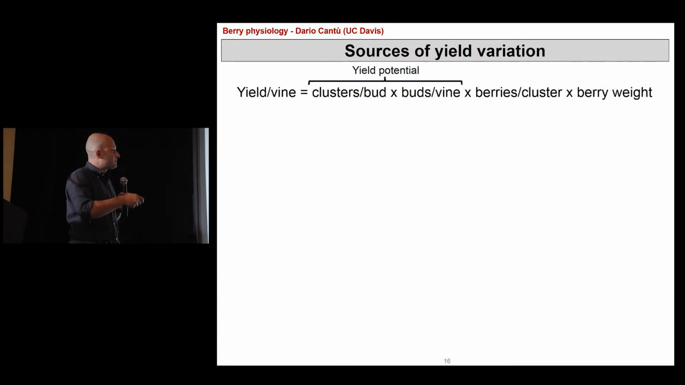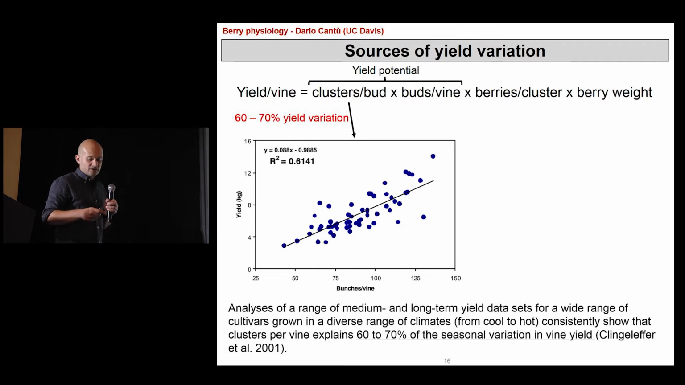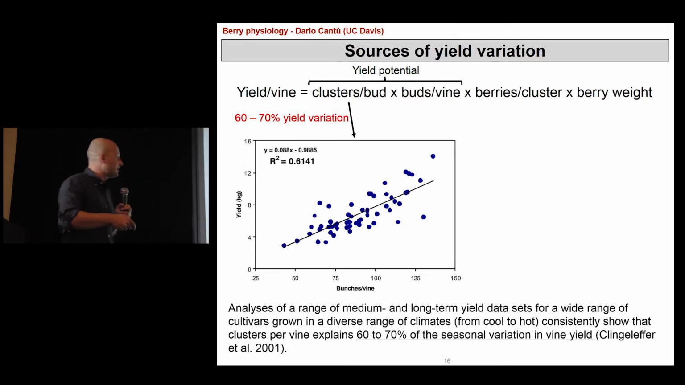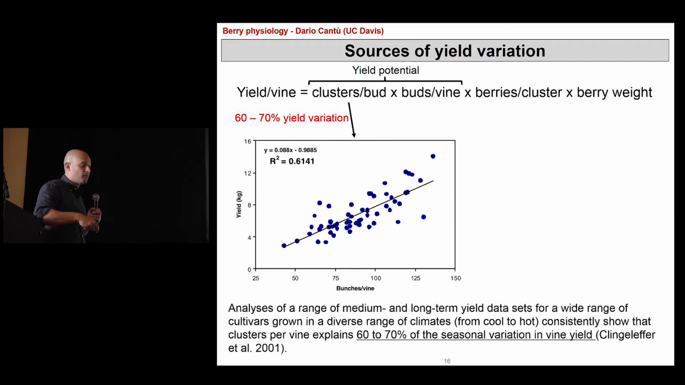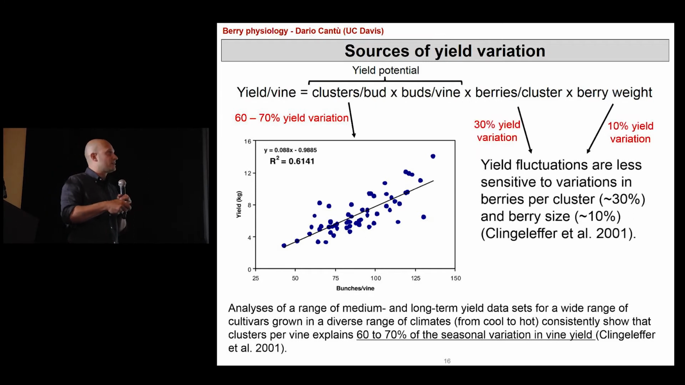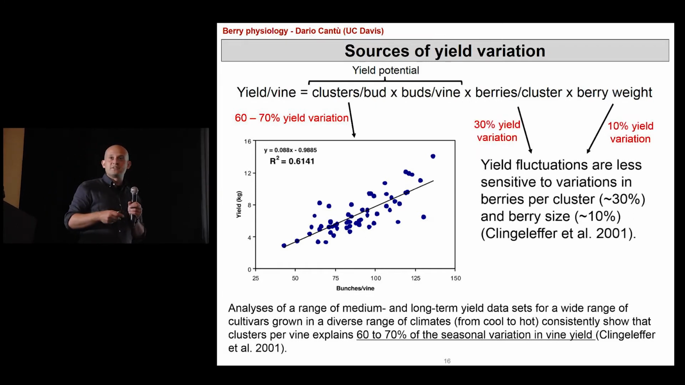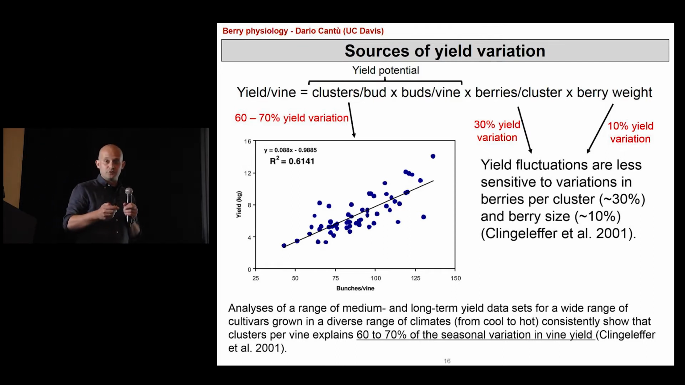Clusters per bud, buds per vine. This is you deciding how much you prune. This is the vine deciding how many kids he wants to have the following year. 60 to 70% yield variation. This is a study where they looked at yield variation across multiple sites with multiple varieties, and 60% of the variability is accounted for by the number of bunches you produce on each vine. And when they look at the other factors, berries per cluster and berry weight, it is 30 and 10% of the variation. So what happens in year 1 has a real impact on what your yield is in year 2.